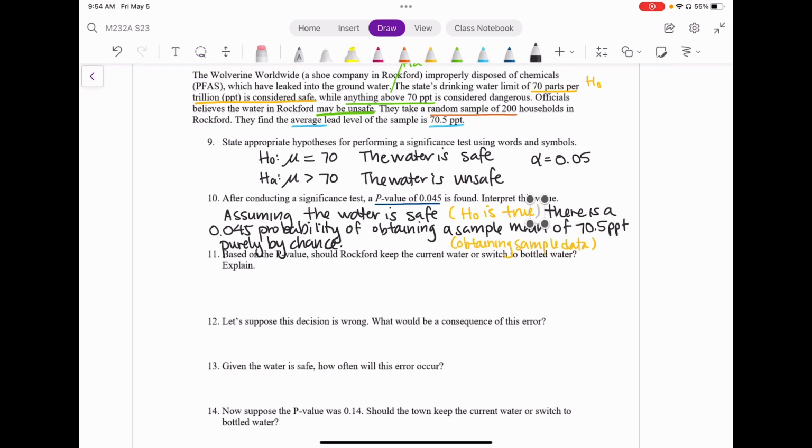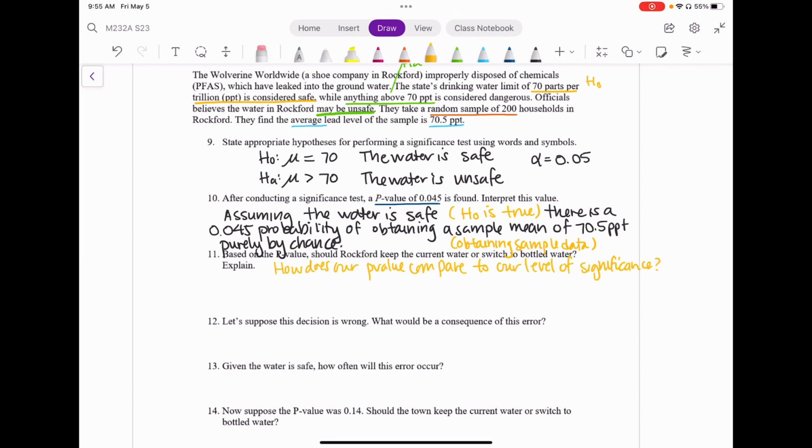So based on the p-value, should Rockford keep the current water or switch to bottled water? So it's asking us to make a conclusion. And the way that we make our conclusion is we look at the threshold that we've decided, our level of significance, and we compare it to our p-value. So the question is, how does our p-value compare to our level of significance?